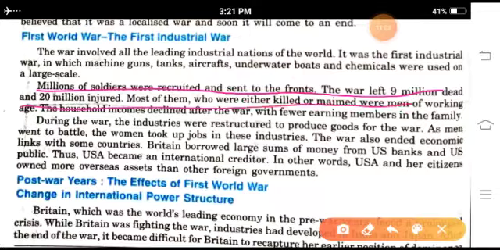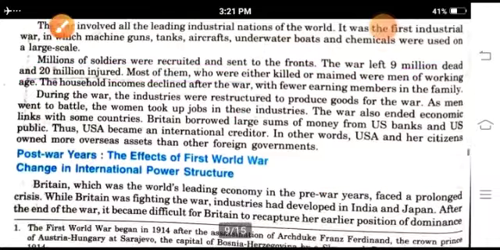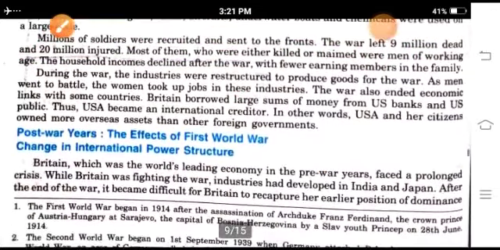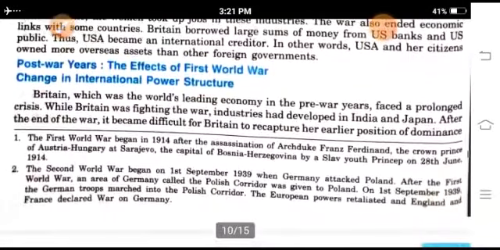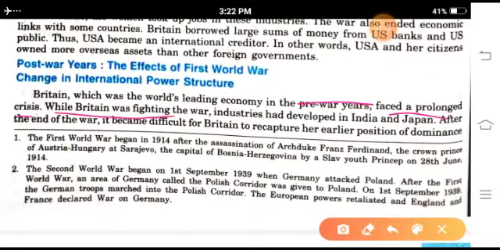When the war broke out in 1914, people believed it was a localized war and would soon come to an end. The First World War is also known as the Industrial War. Why? Twenty million soldiers were sent to the fronts of the war, leaving millions dead and 20 million injured. Most of those killed were men who had been earning, and household incomes declined as the war favored earning by other members of the family.